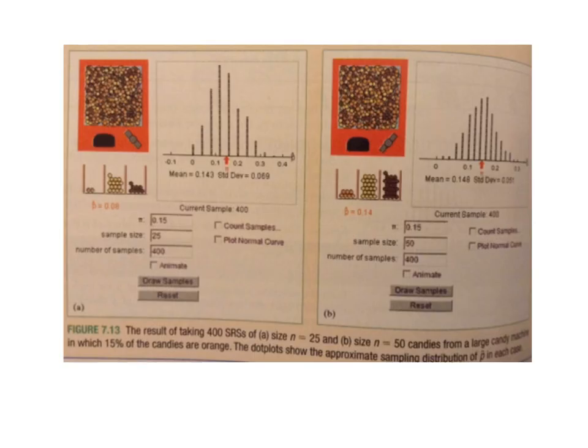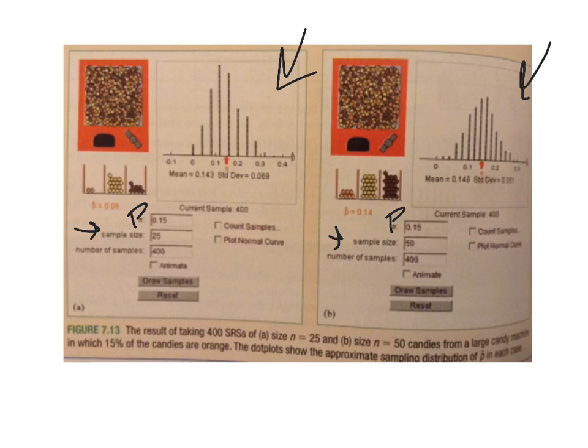So let's look at this one here. In this one, I've got the same candy sampling machine. I took 400 samples, but this time my p-value is 0.15 instead of 0.45. My sample size is different in each one. Again, on the left I have the smaller sample size of 25, and on the right I have the larger sample size of 50. With 400 SRSs, I've got my dot plot on each one of my sampling distributions.